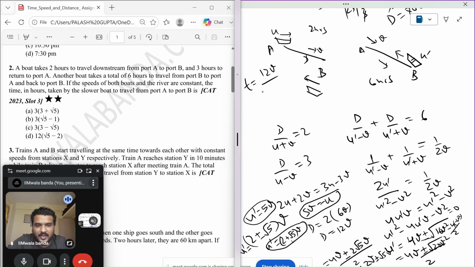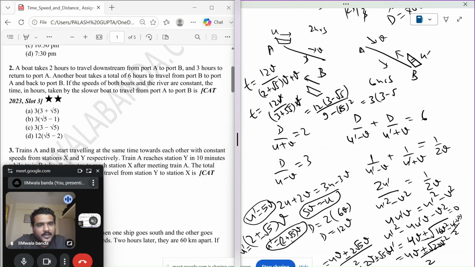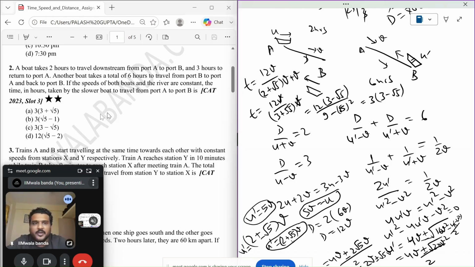u dash plus v, and u dash is 2 plus root 5 into v plus v. So it will be 12v upon, this is 3 plus root 5 into v and v will get cancelled. So 12 into 3 minus root 5 upon, this is 9 minus root 5 whole square, or 4. So 3 into 3 minus root 5. Option number C.